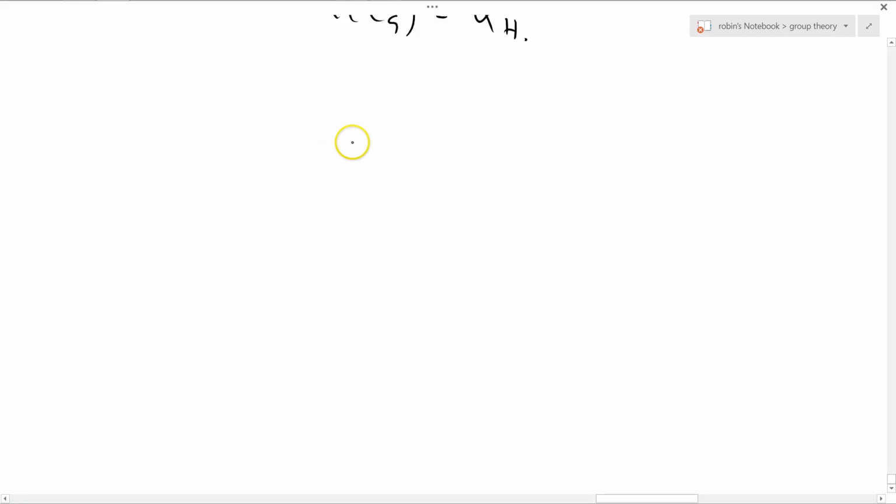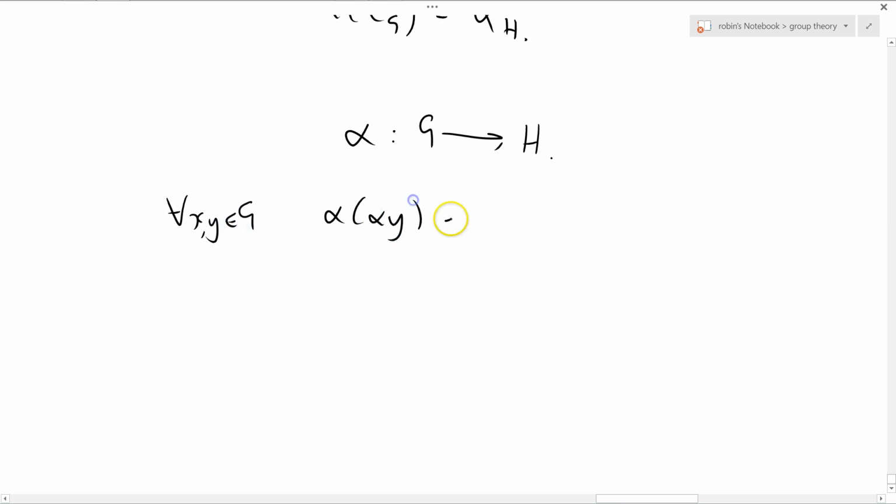Okay, so we've got a group homomorphism alpha, which maps a group G to group H, and we have the property that for all x and y in group G, alpha of xy equals alpha of x, alpha of y. I'm going to be a little bit more explicit. Remember, I'm trying to be explicit about this.